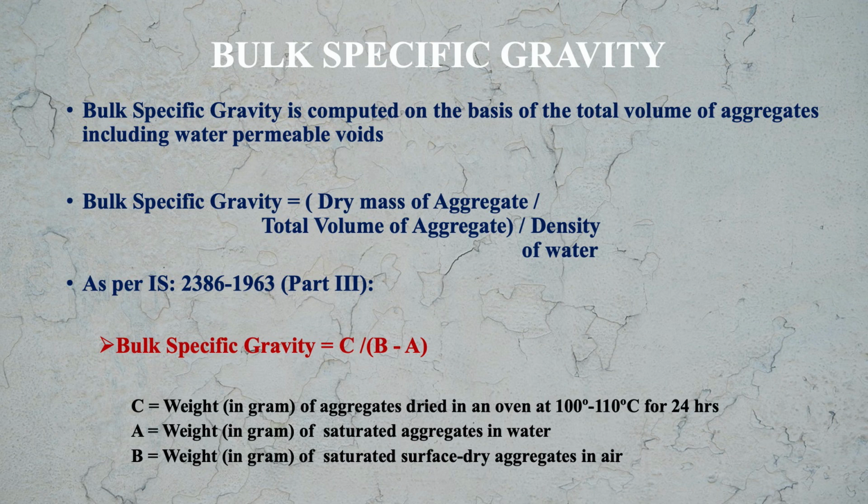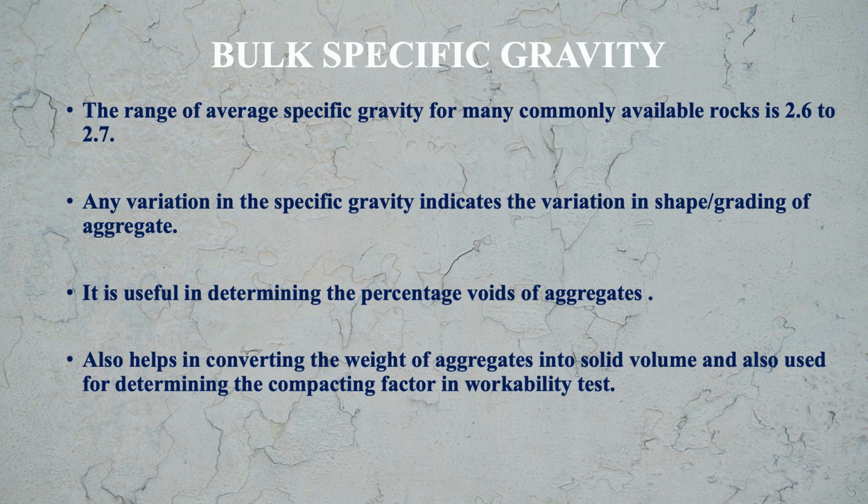So these are the three quantities, basically three weights, and by putting these values in the formula as given by the code, you can get the bulk specific gravity of the aggregate. The range of average specific gravity for many commonly available rocks is generally 2.6 to 2.7. Any variation in the specific gravity indicates the variation in shape or grading of the aggregate.